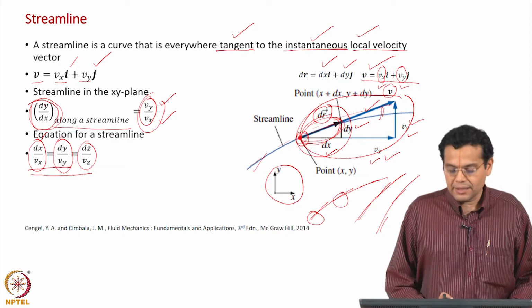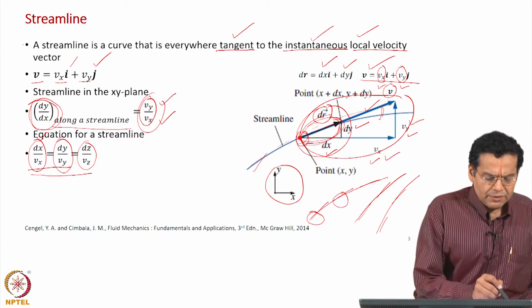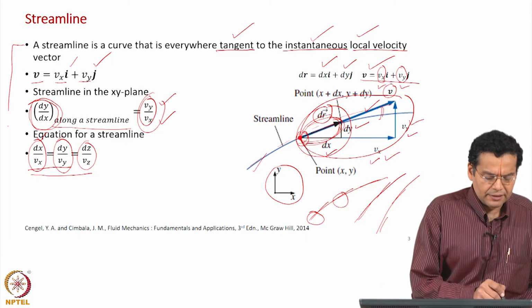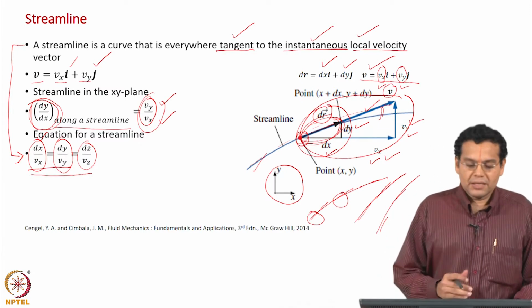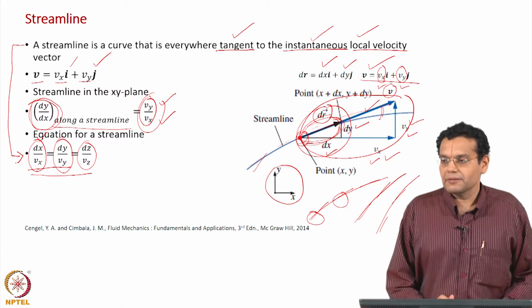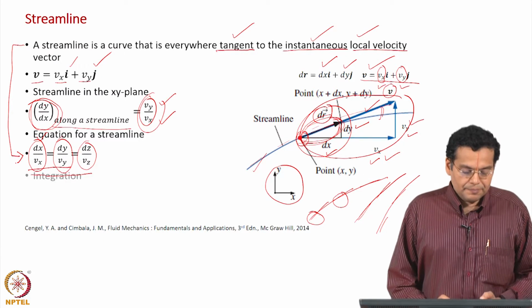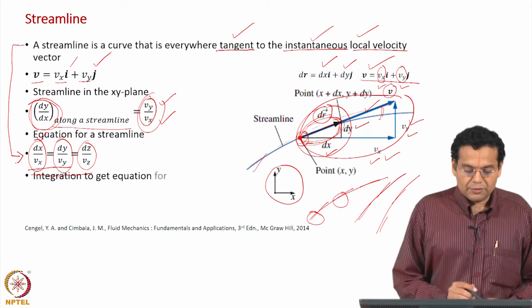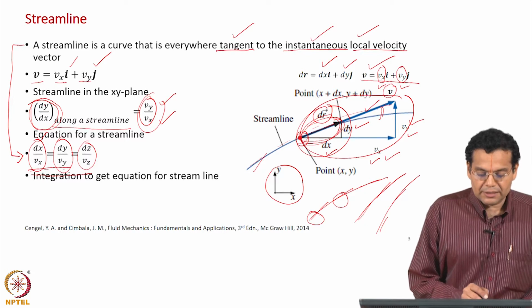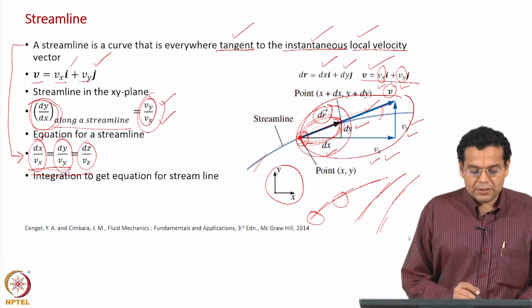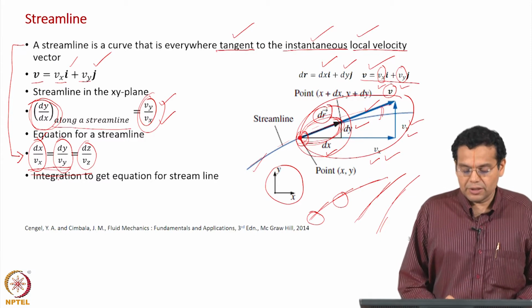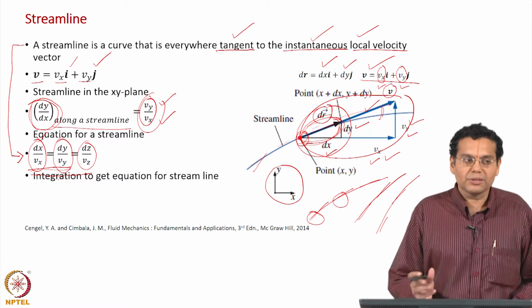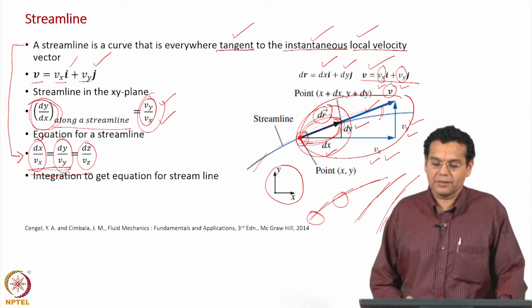We will see later, but right now we have come from a physical definition to a mathematical expression which represents the physical definition. We will have to integrate this. We will consider only the 2-dimensional case later on as an example. So, integration of this equation will give the equation for a streamline. And how do we do that? We will take an example later on and then discuss that.